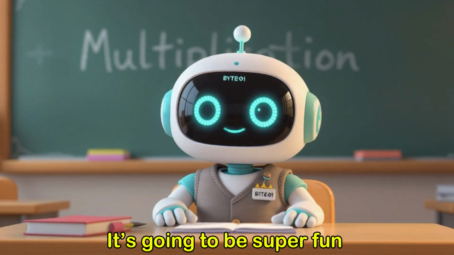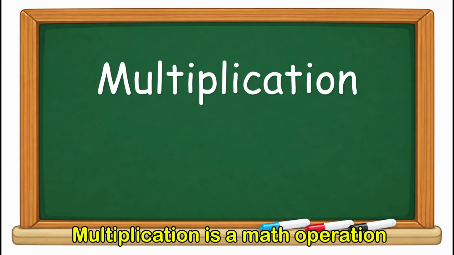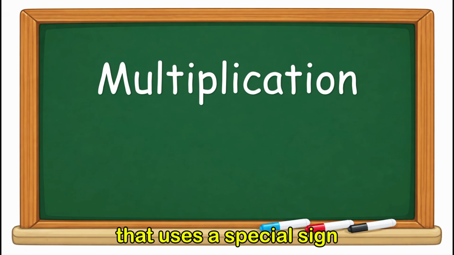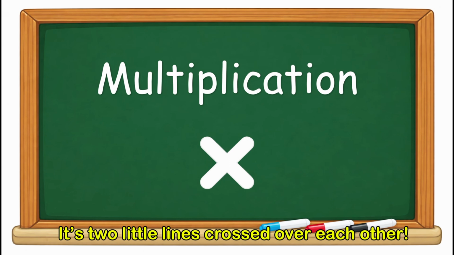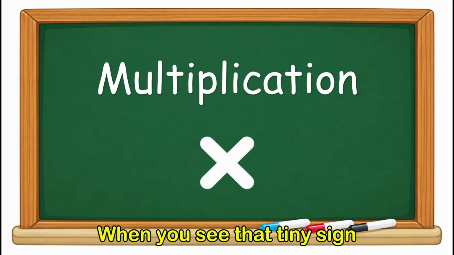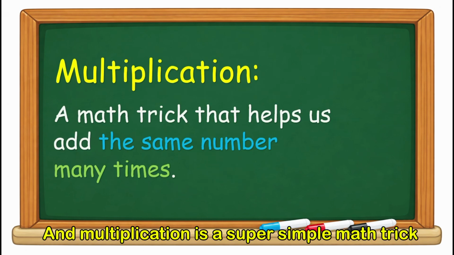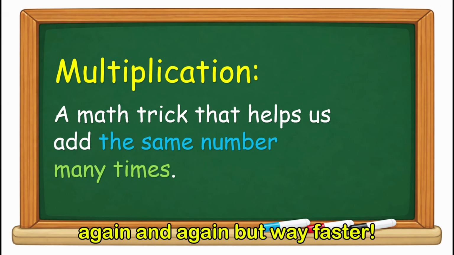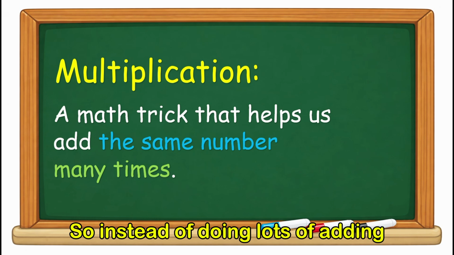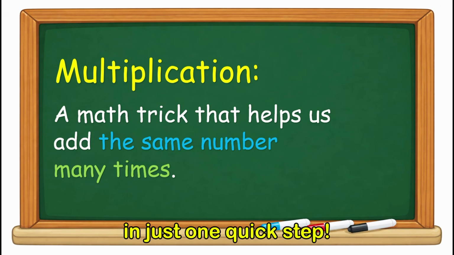It's going to be super fun and super easy. Let's get started. Multiplication is a math operation that uses a special sign. It looks like this. It's two little lines crossed over each other. When you see that tiny sign, it means we are going to multiply numbers together. And multiplication is a super simple math trick that helps us add the same number again and again, but way faster. So instead of doing lots of adding, multiplication helps us get the answer in just one quick step.